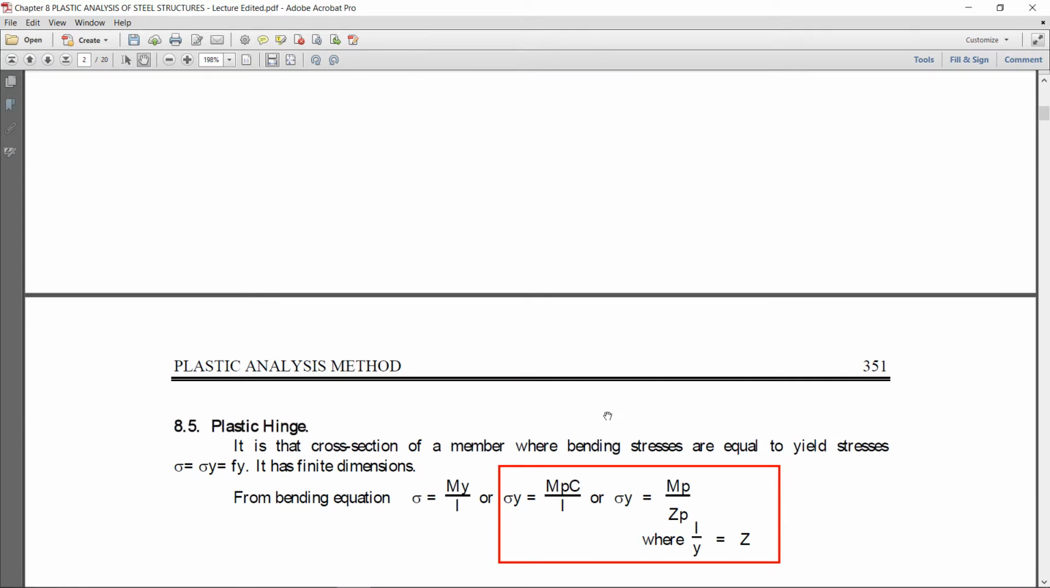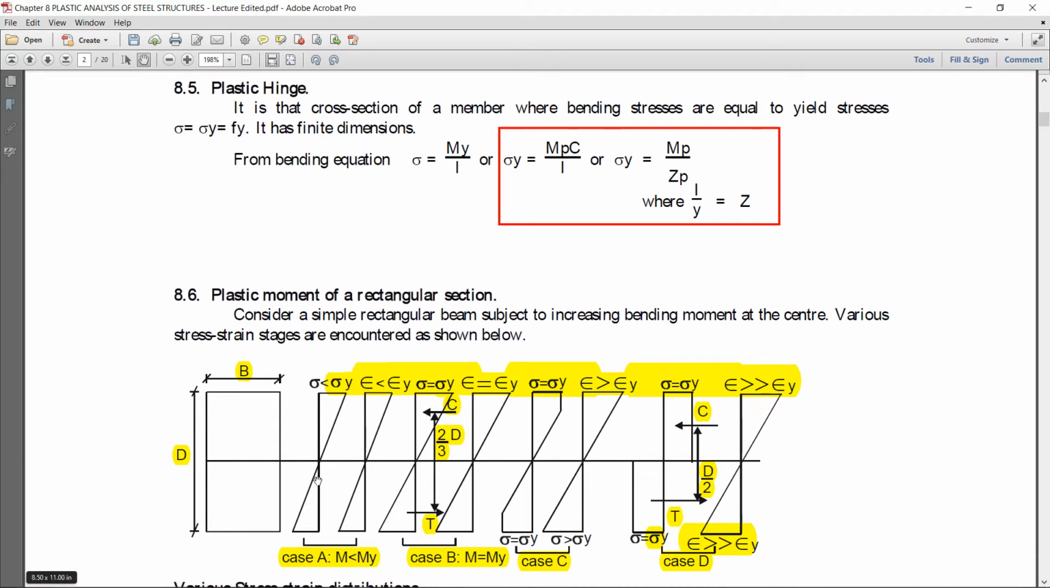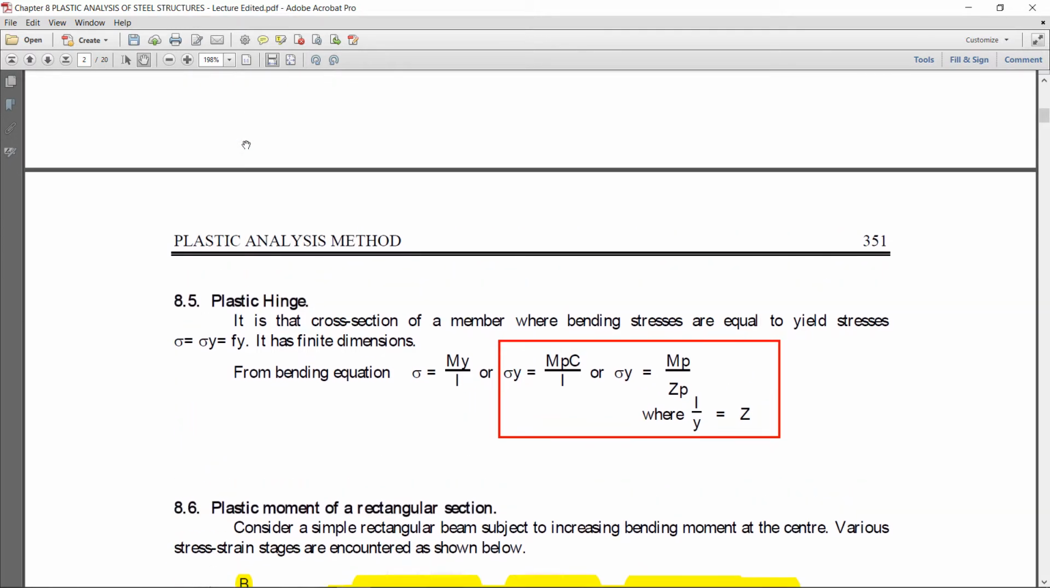Plastic hinge. It is that cross section of a member where bending stress is equal to yield stress. Here is the stress profile. Okay, here is a stress profile of this beam. If the stress in the extreme fiber reaches yield, then at that point plastic hinge formation will start.